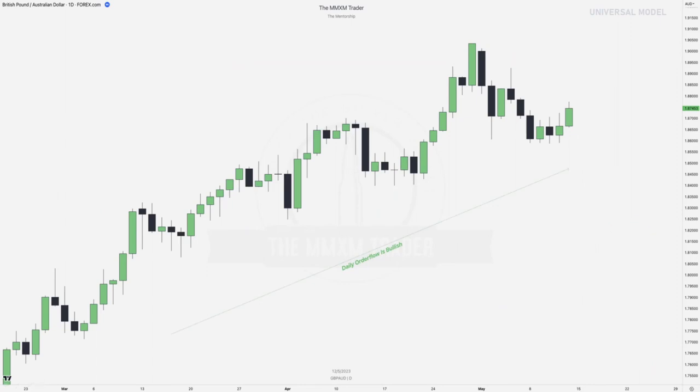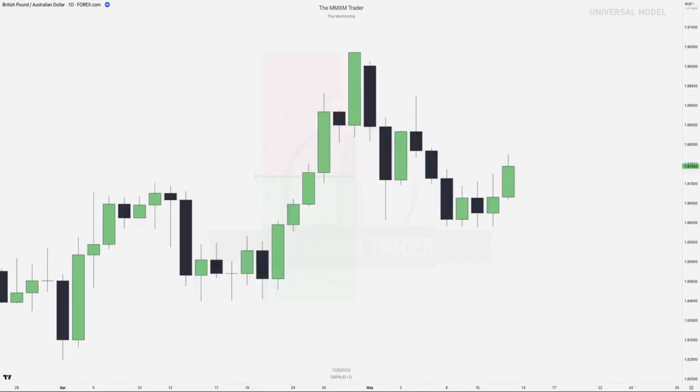We got a British pound Australian dollar daily chart, right? We're on our long-term perspective, and we're not going to talk about the New York session this time. We're going to talk about Asia session and London session. Why? Because it will show that this model is universal, right? We are talking about a universal model. So what is our long-term perspective? What did we do over here?